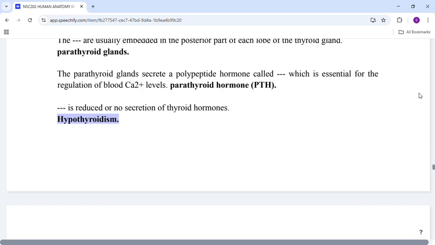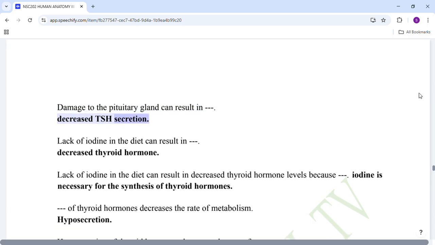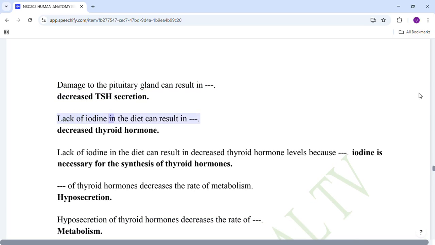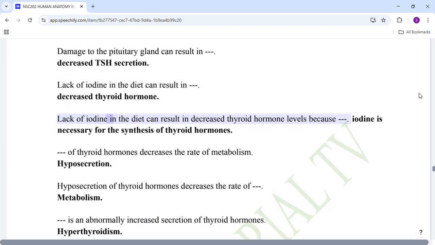Hypothyroidism is reduced or no secretion of thyroid hormones. Damage to the pituitary gland can result in decreased TSH secretion. Lack of iodine in the diet can result in decreased thyroid hormone levels because iodine is necessary for the synthesis of thyroid hormones.